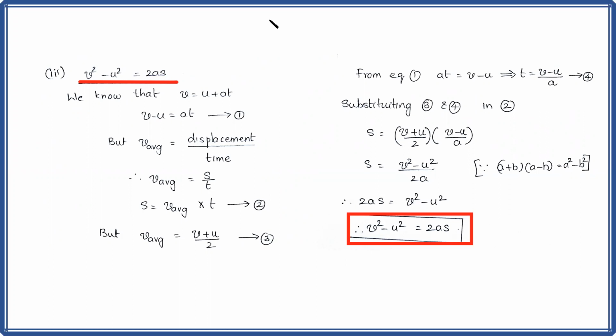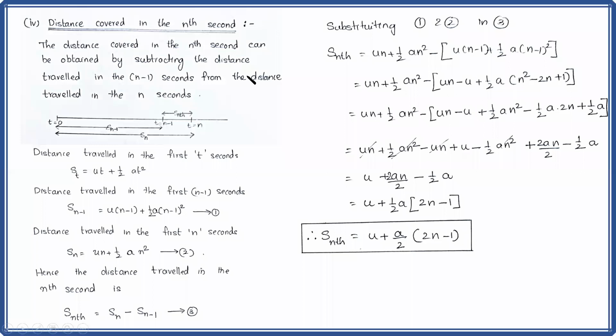And let's go for the last kinematic equation. The fourth kinematic equation, distance covered in the nth second. The distance covered in the nth second can be obtained by subtracting the distance traveled in the n minus 1 seconds from the distance traveled in the n seconds.